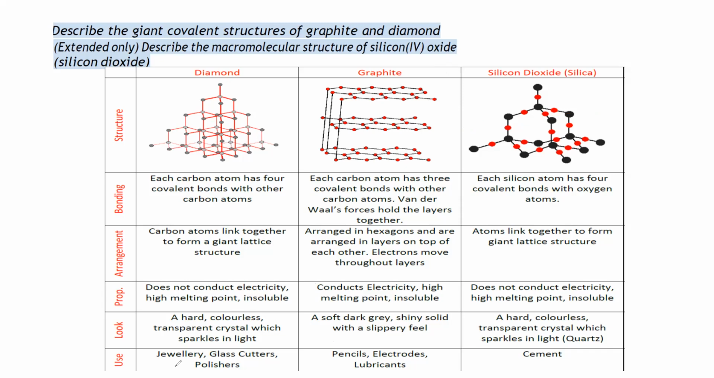So why do we use diamond for cutting substances? Because it is a hard substance. Why do we use graphite for lubricant? To reduce the friction, because it is soft and slippery. And why do we use silicon dioxide in cement? Because it can bind the structure, it can join the structure, so it is used in cement.